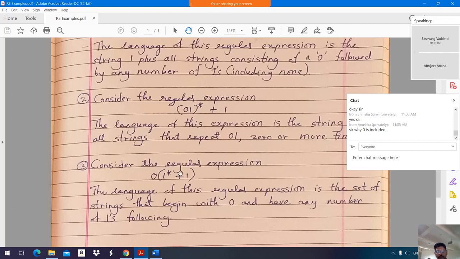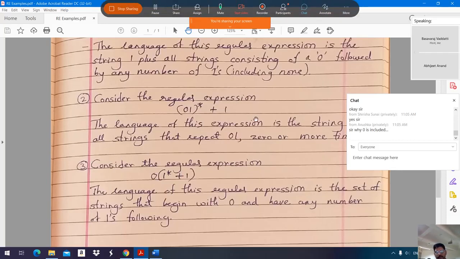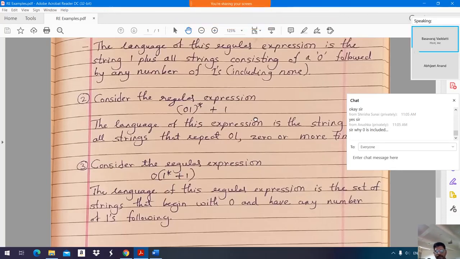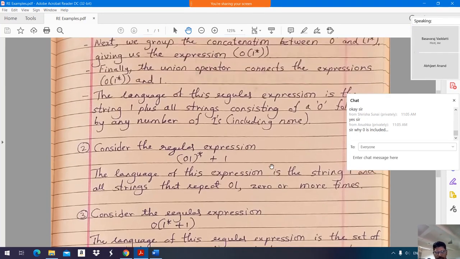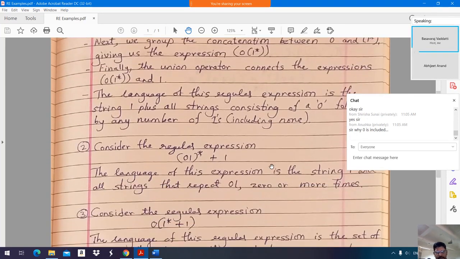Okay, that's fine. Any other doubts here? You will get questions like this. You may get a regular expression, and you may be asked to write the English description of the regular expression in terms of what is the language accepted or represented by it. Any other doubts here about these three examples?